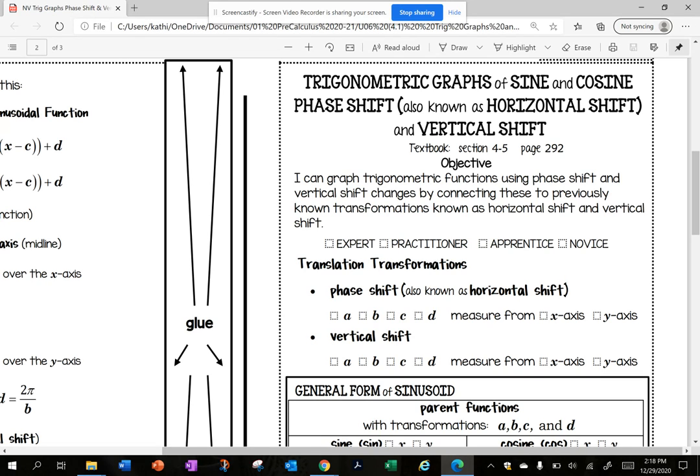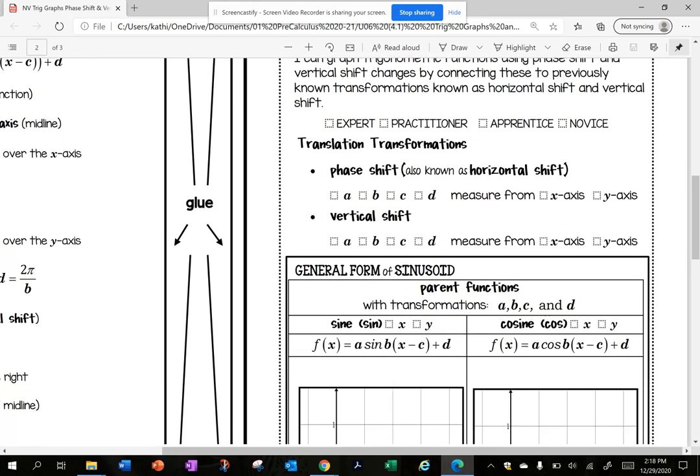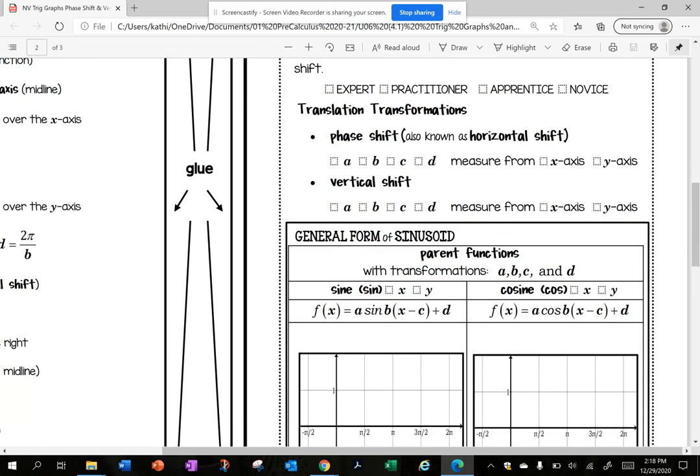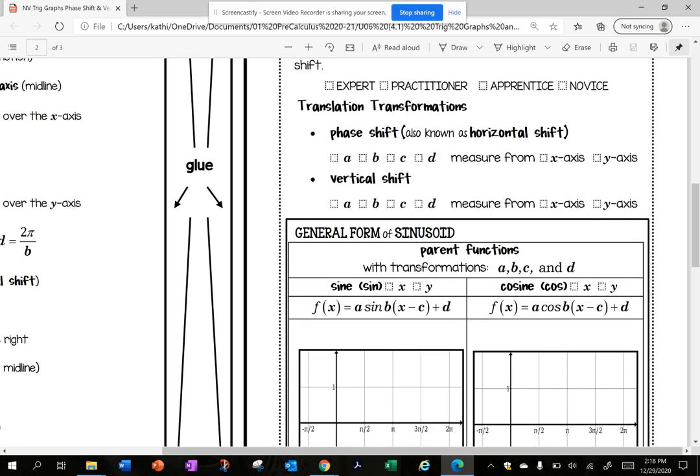Okay, so these are translation transformations, so I'm just moving the object, not changing the shape. So phase shift is my C transformation, or C is my parameter change. So since I am horizontal, I need to measure from the y-axis because I'm going to measure it from here. So I'm going to measure this from the y-axis.